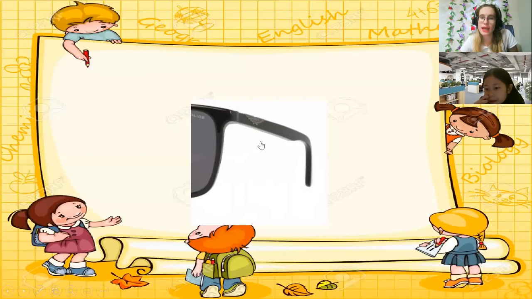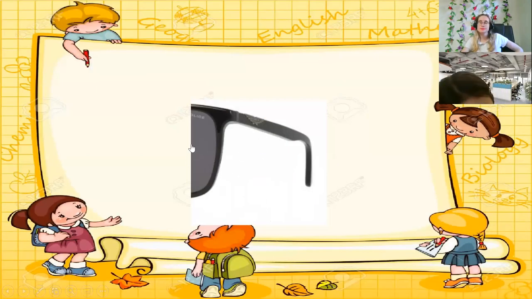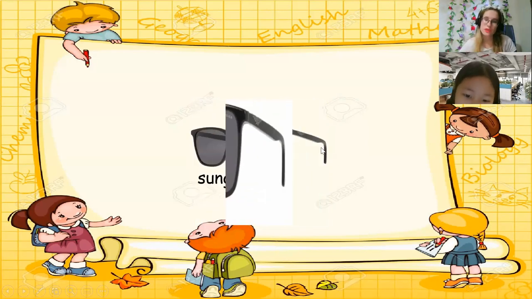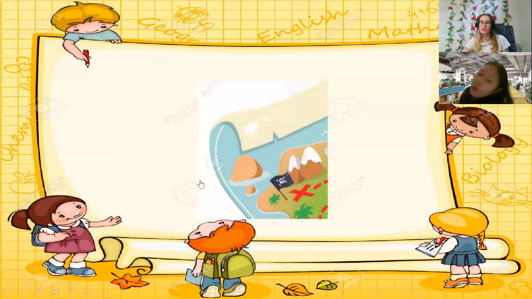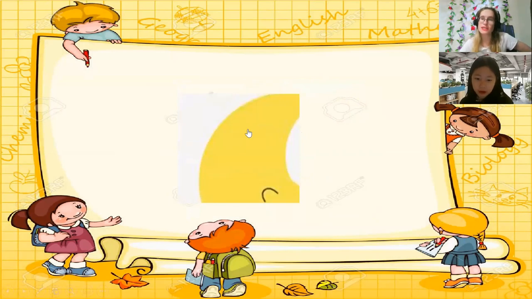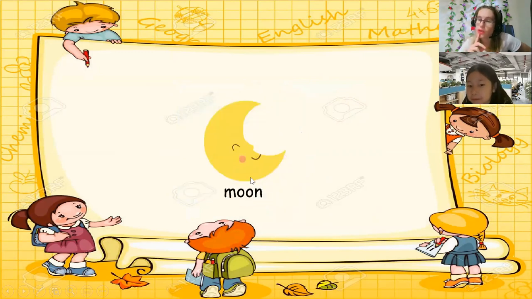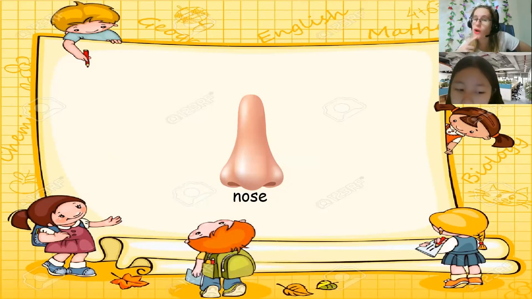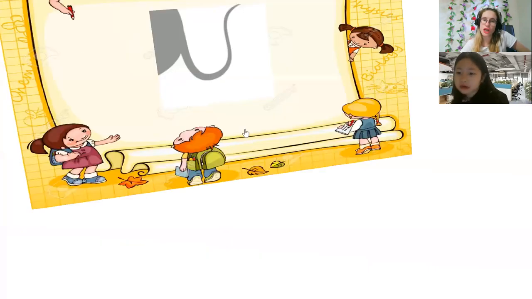Very nice, Hannah. Let's play. What is this? Sunglasses. Next, what is this? Map. Can you say map? Good, we already learned this. What is this? We see it at nighttime. Moon. Good. What is this? Nose. Good job.